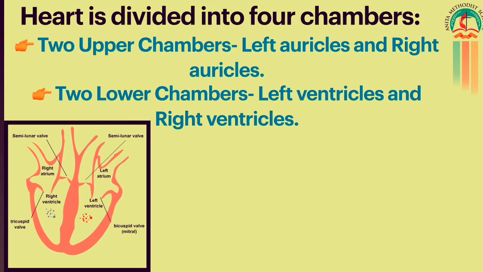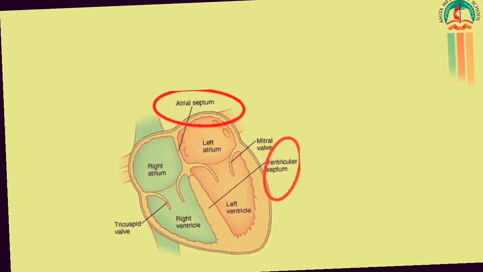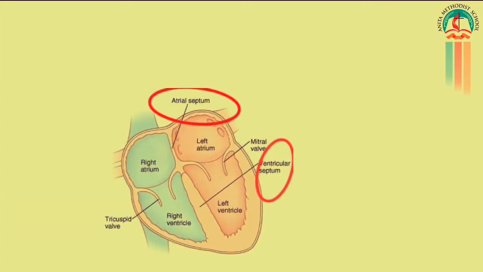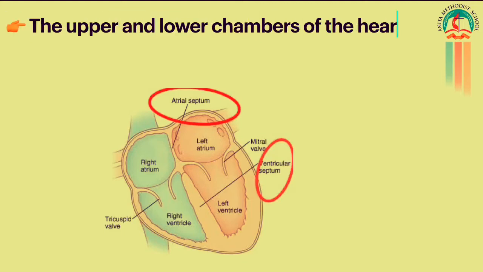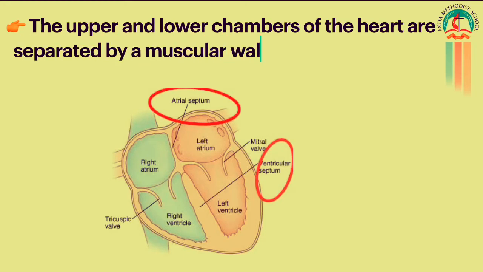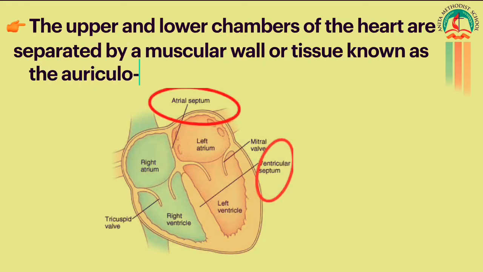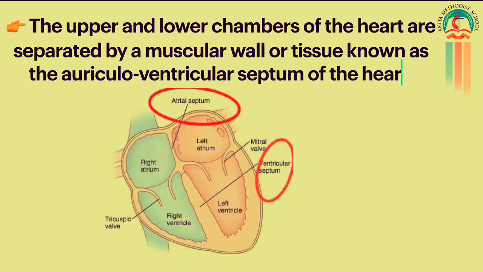2 upper chambers, left auricle and right auricle. 2 lower chambers, left ventricle and right ventricle. Can you see the picture? Okay. Here, can you see the red circle part? Those are the chambers which are separated by a muscular wall known as auriculoventricular septum. Septum is nothing but a wall which divides 2 parts. So here, septum is the tissue that separates the auricular and ventricular region.